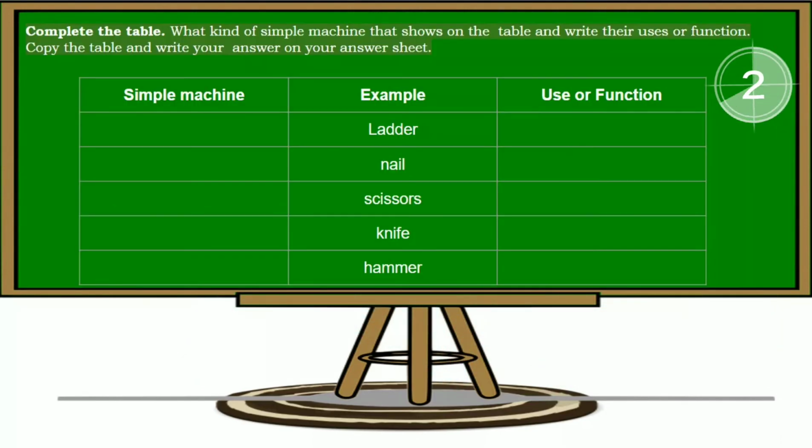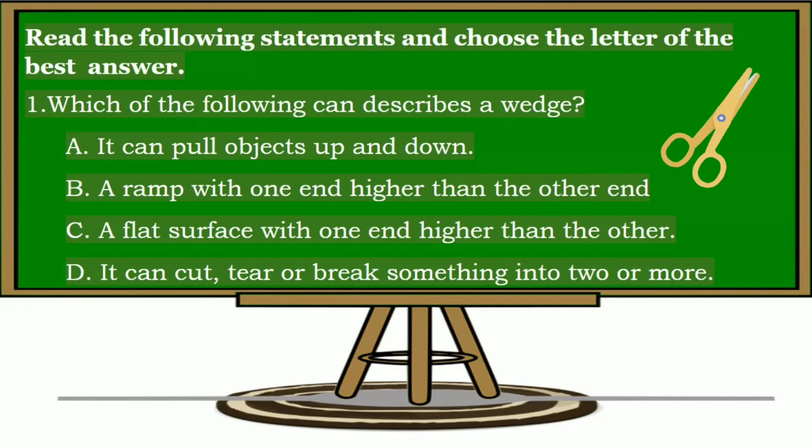Now that you have learned a lot about simple machines, you have to complete the table. What kind of simple machine is shown on the table, and write their uses or function. Copy the table and write your answer on your answer sheet. Read the following statements and choose the letter of the best answer.